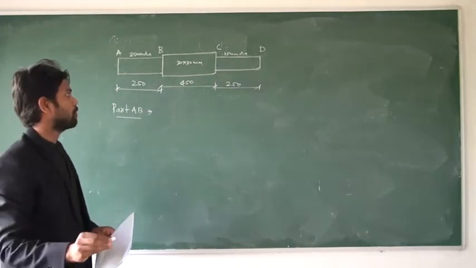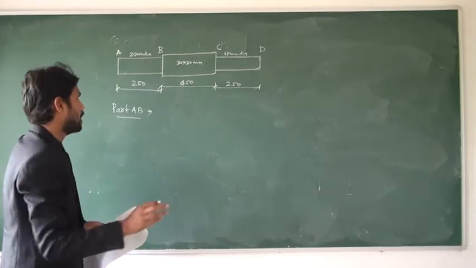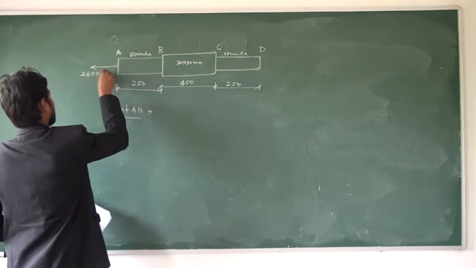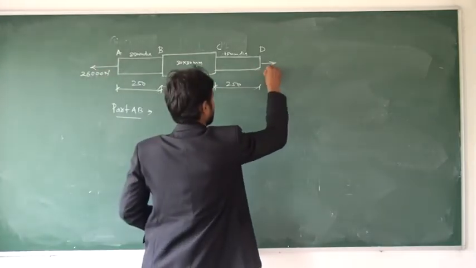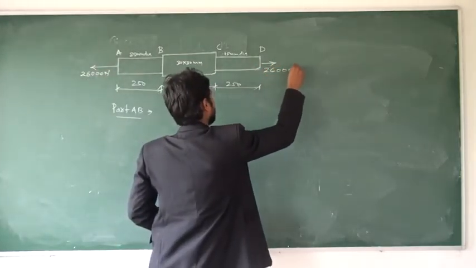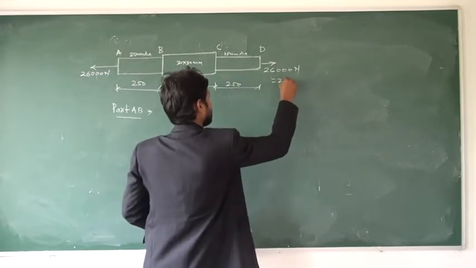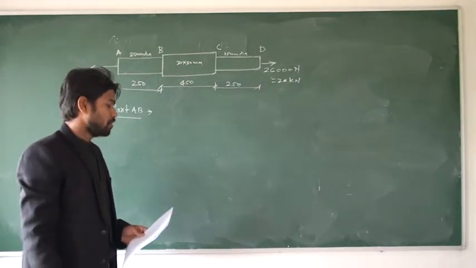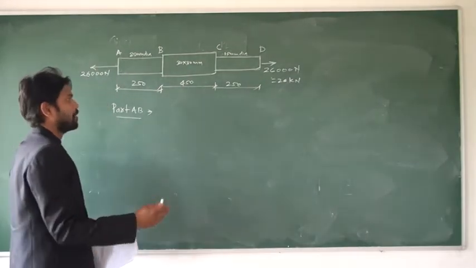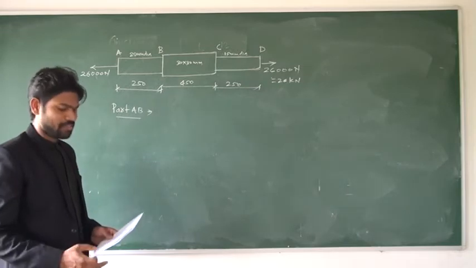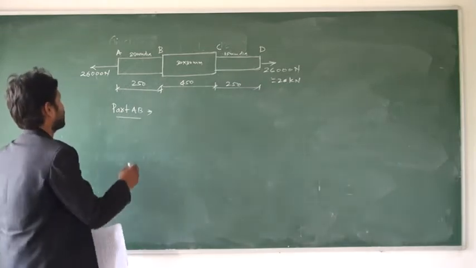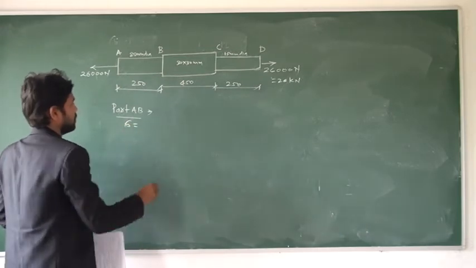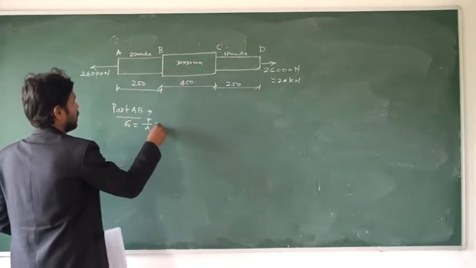Now we have to calculate the stress in each part, and all these are subjected to a force of 26,000 Newton, that means 26 kilonewton. Okay. So we will take one part at a time and calculate stress as well as elongation. First we will take part AB, and we will first calculate the stress in part AB. It is force divided by area.